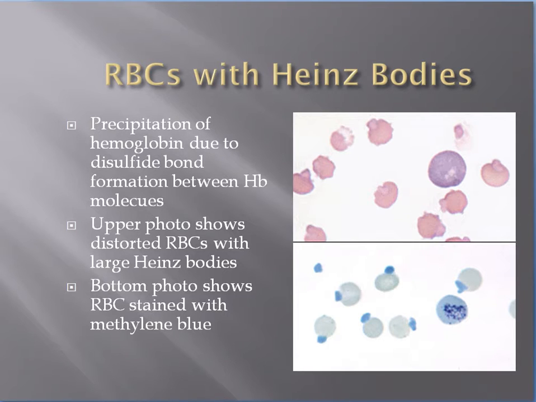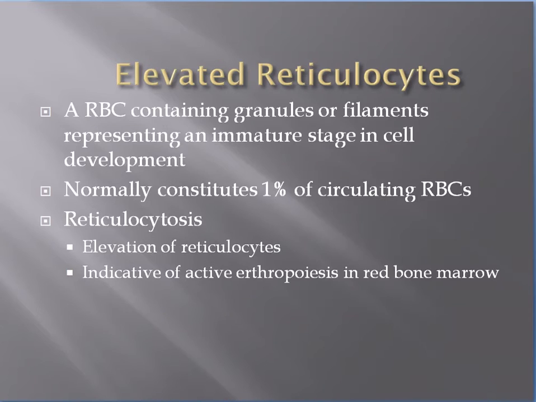The upper photo shows distorted RBCs with large Heinz bodies. The bottom photo shows RBCs stained with methylene blue. Reticulocytes are elevated; these RBCs contain granules or filaments, representing an immature stage in cell development. Normally they make up 1% of circulating RBCs. Elevated reticulocytes are indicative of active erythropoiesis in the bone marrow.